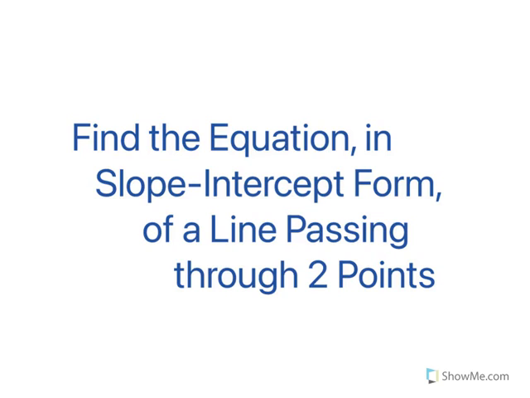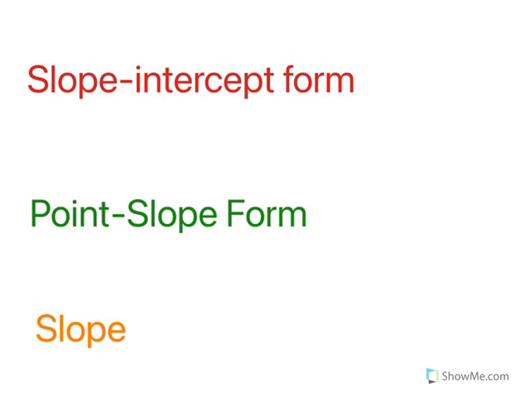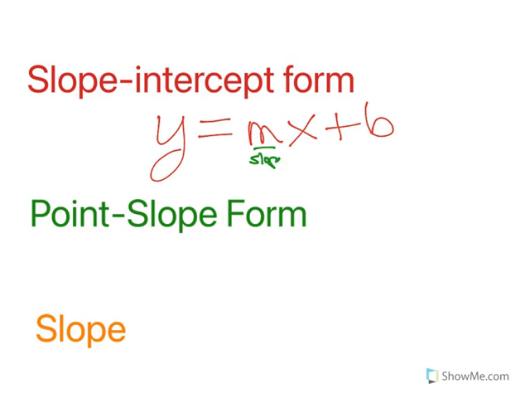Let's find the equation in slope-intercept form of a line passing through two points. So this is going to have a couple of steps to it. First thing, we got to know slope-intercept form because that's the end goal, right? Slope-intercept form: y equals mx plus b, where m is the slope, b is the y-intercept.